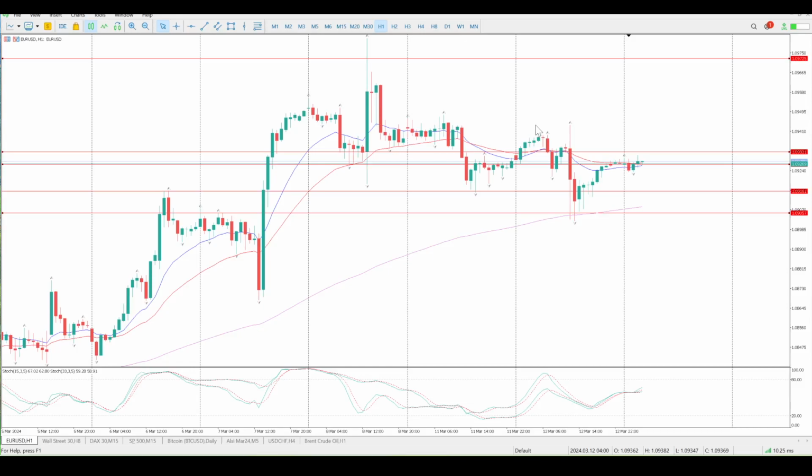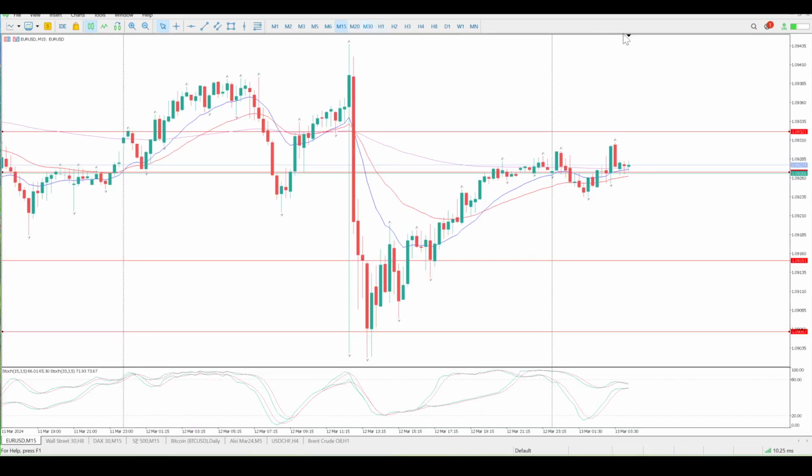But I definitely wouldn't have taken that, not with a big move like that and the crossover. I would have been waiting for rejection more than anything else. So what we are actually looking for is we need price to get back above 109321, build a base up there, and then start moving to the upside. So that's kind of the situation we find ourselves in.